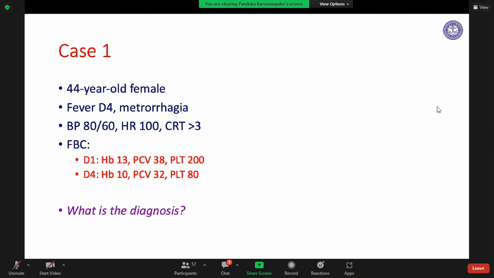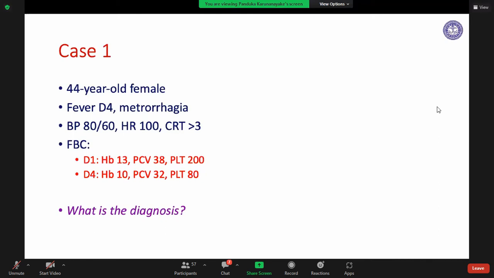Obviously you must correct her shock. There's no doubt about that, because with a systolic of 80 and a pulse rate of 100, she's in trouble. But in order to correct her shock, what you have to give is blood rather than saline, because the problem is not leakage, but hemorrhagic shock. Hemorrhagic shock not because of dengue hemorrhagic fever, but because of an unusual bleeding, maybe from a uterine fibroid or something like that.